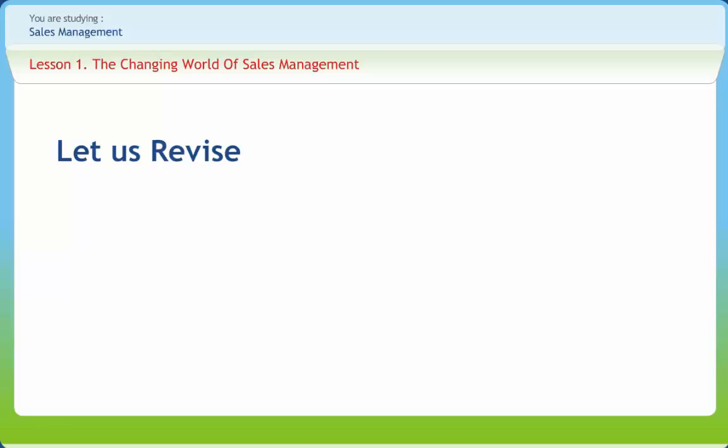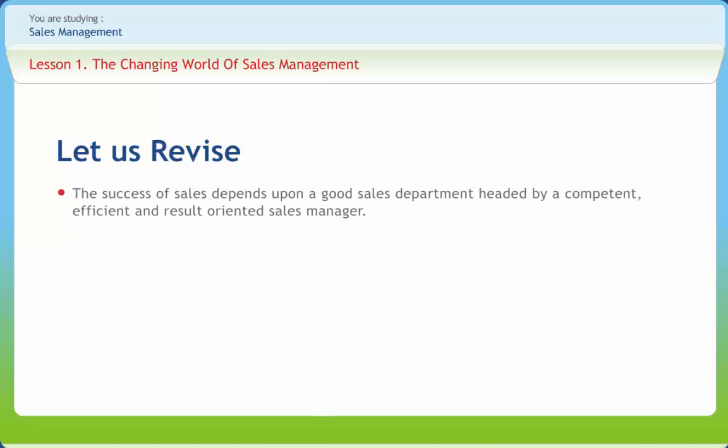Before we end, let us briefly revise what we have studied so far. The success of sales depends upon a good sales department headed by a competent, efficient, and result-oriented sales manager who devotes his energies to fulfilling the targets with the help of other persons working in his department. It is highly dependent on teamwork, but the responsibility lies with the sales manager.